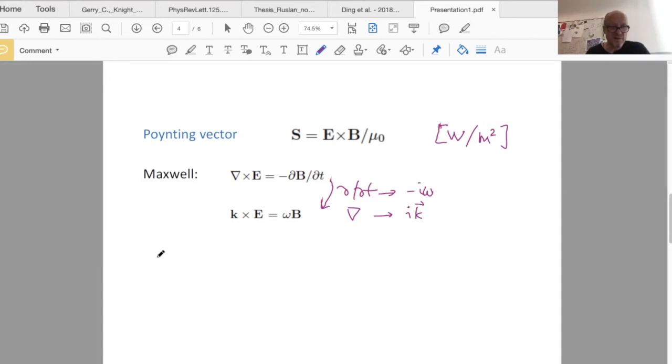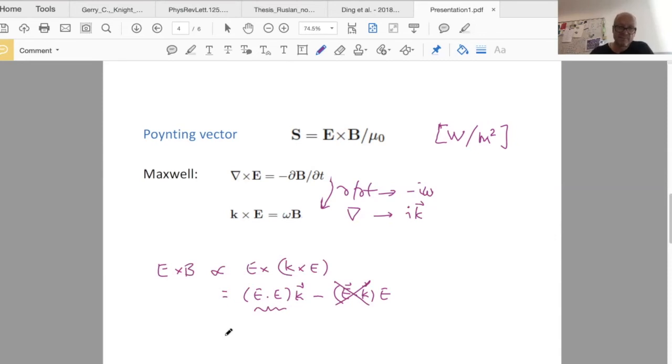And then the Poynting vector is going to be E cross B, which is proportional to E cross k cross E. Then you use one of these vector identities, which tells you that this is the same as E dot E times k minus E dot k times E, like so. And of course, this one vanishes because the field must be transverse. And so then you see that the Poynting vector is essentially E squared. It's the square of the amplitude.